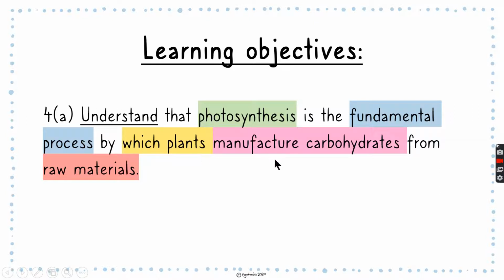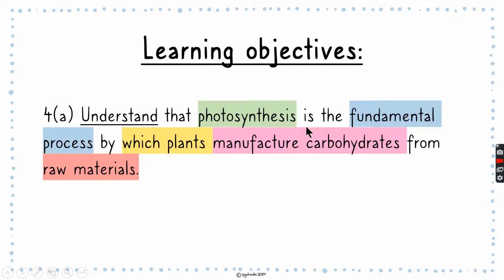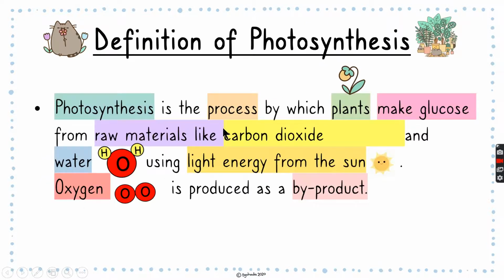By which plants manufacture. Manufacture means to make carbohydrates. And we talked about carbohydrates before. And remember that carbohydrates, there are 3 types. You have monosaccharides, disaccharides, and also polysaccharides. And for photosynthesis in plants, they make glucose first, and that's a monosaccharide. And from raw materials. So what do we mean by that?